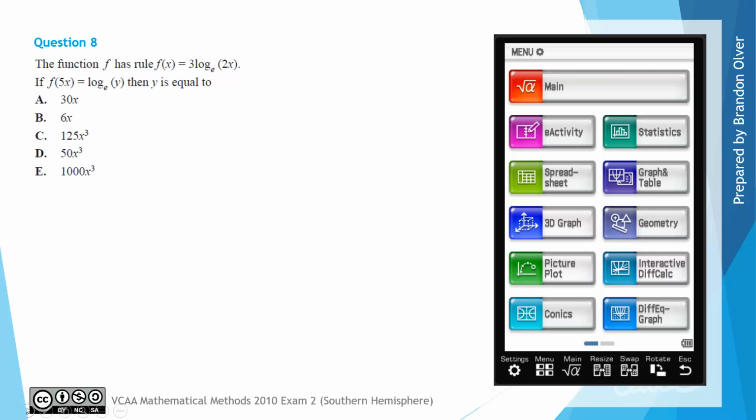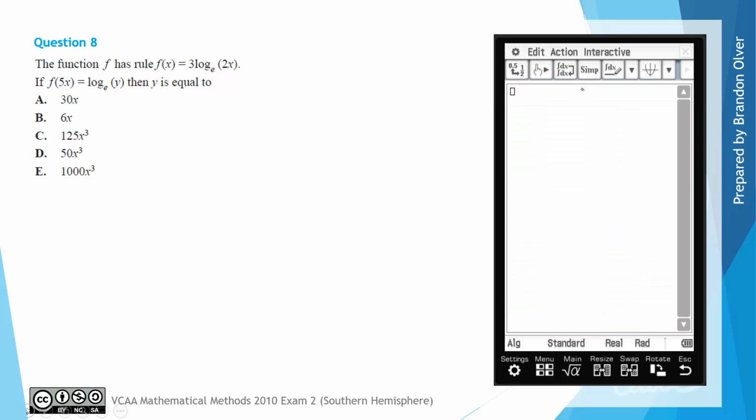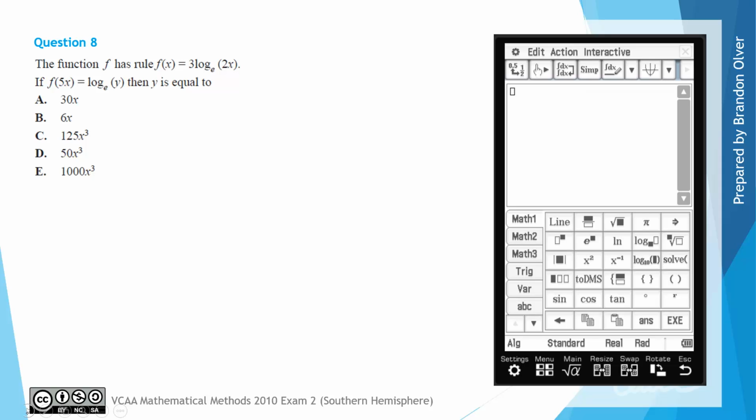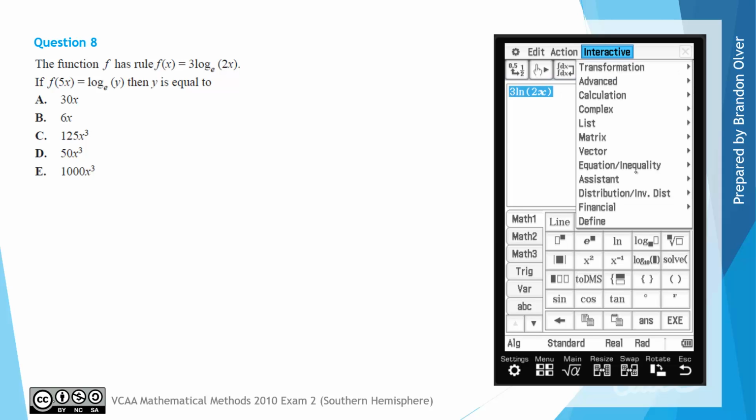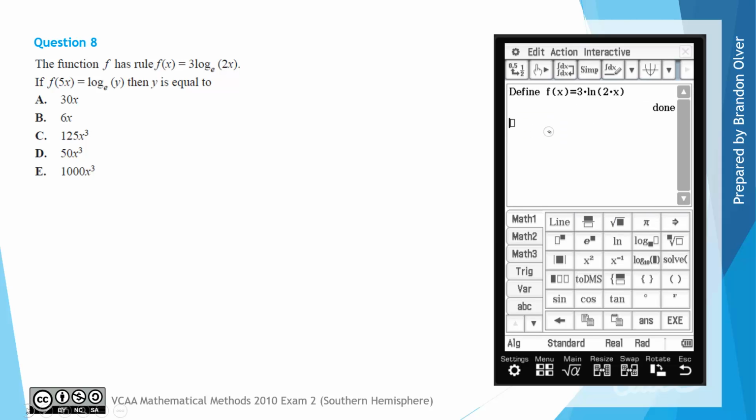On the CAS calculator, go into the main menu. Next, what we want to do is define the function f. So clicking on the keyboard button on the hard keypad, I want to type in the rule 3 log e, which I can use the ln button for. So we're going to have 3 ln of 2x. And that's the rule for f of x. So I'm going to highlight that and go interactive, define as f of x.